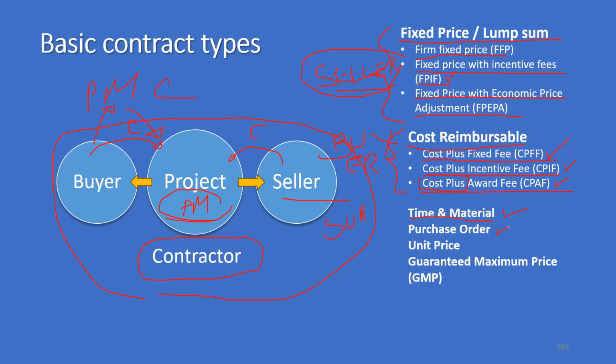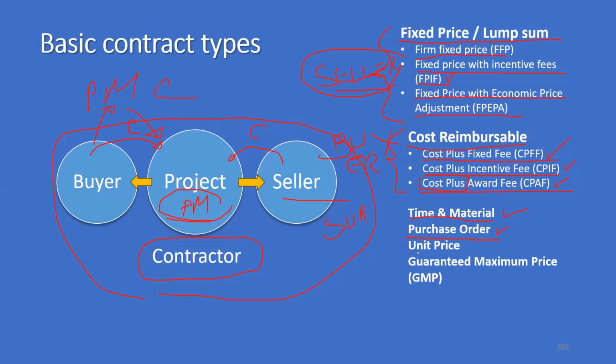Then we have purchase order. Purchase order is also a type of contract. This is primarily for off-the-shelf items. You're buying the item straight away from the shop. That is, you want 100 laptops, or 100 bags of cement, or you need 100 tons of steel. That is a purchase order. It is a standard item purchased across the counter.